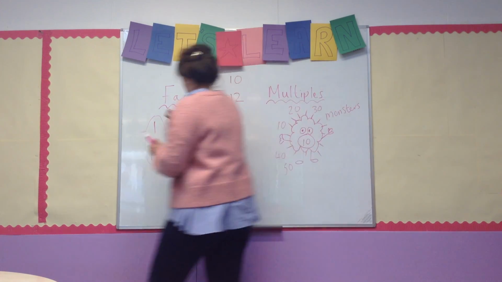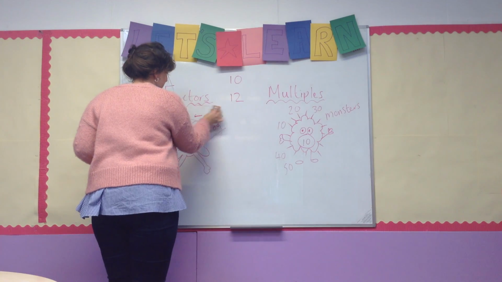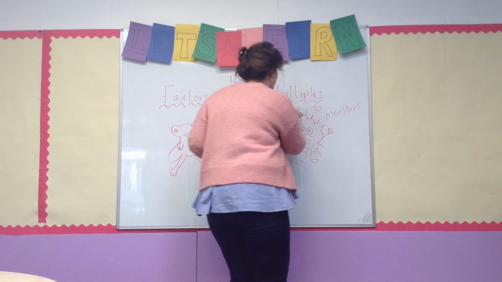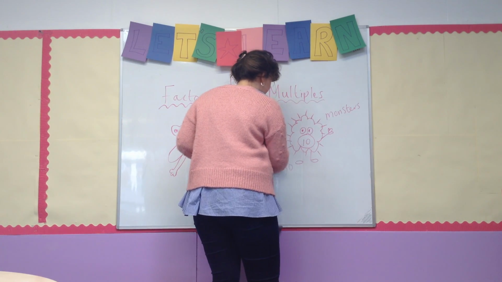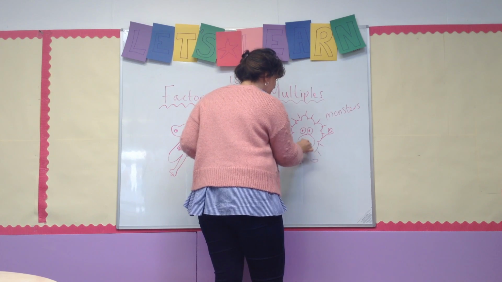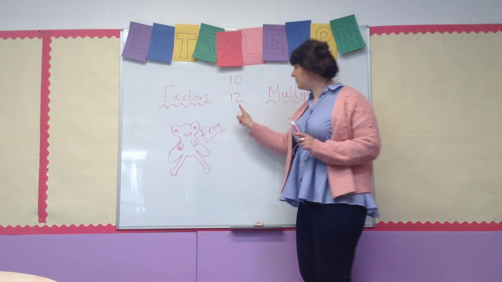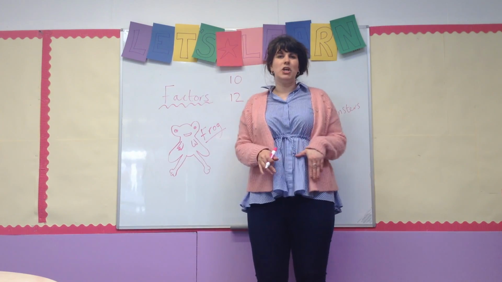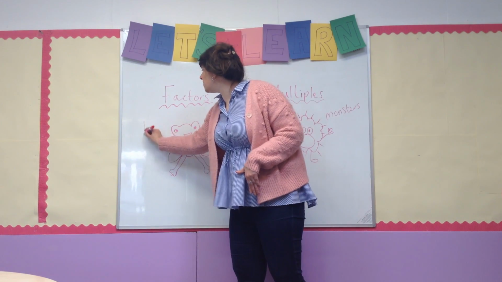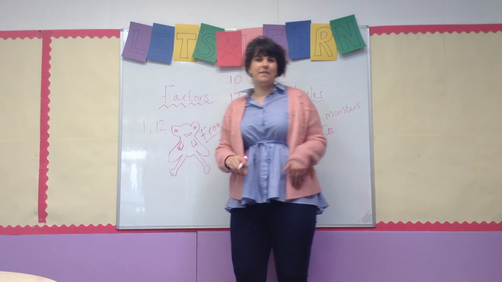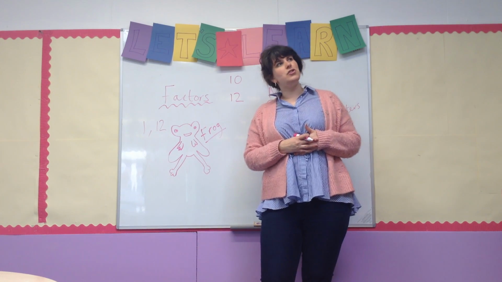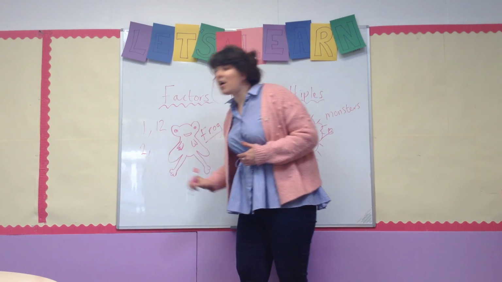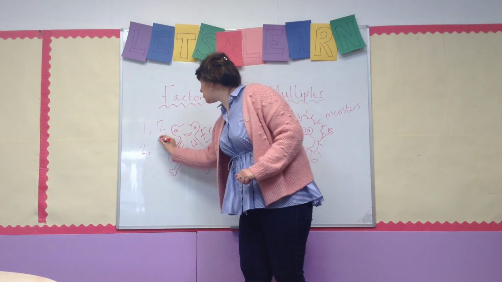Let's rub out my factors over here. Remember, factors come in pairs. And let's rub out my multiples. This time we'll try the number 12. So have a think, which numbers can jump inside the number 12? Well, the first pair is going to be 1 and 12. Does 2 go into the number 12? Yes, it does. 2 times 6 makes 12.